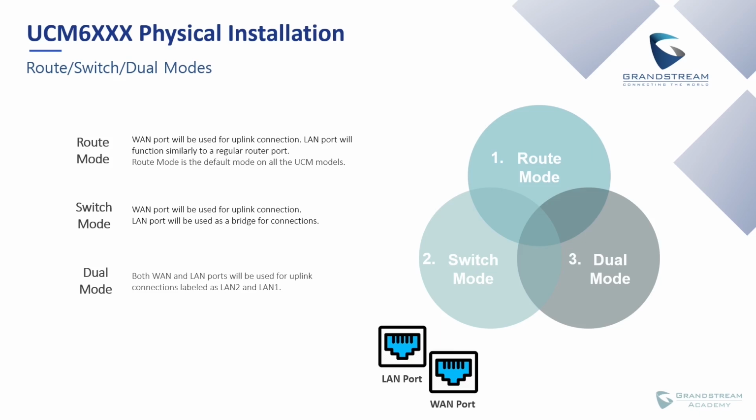The second method is the switch mode, where the UCM will be bridging the LAN and WAN ports. Basically, the UCM will not be managing the DHCP addresses for the phones and will itself be assigned an IP address by the router. And the third is dual mode, where both WAN and LAN ports will be used for uplink connections. WAN port will be mapped as LAN 1 interface, LAN port will be mapped to LAN 2 interface. Basically, the first one is for SIP dedicated trunk and the other one is for local network and internet access.